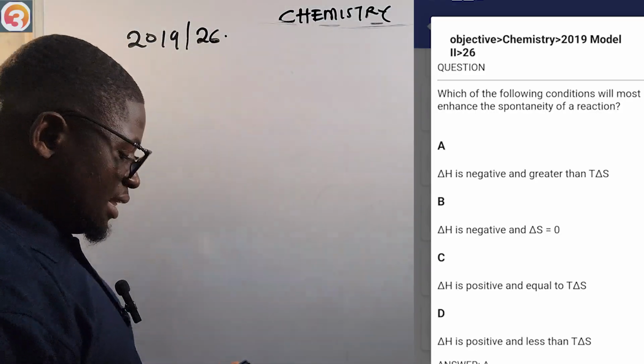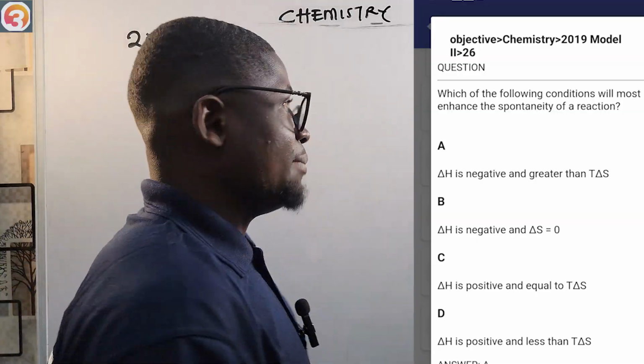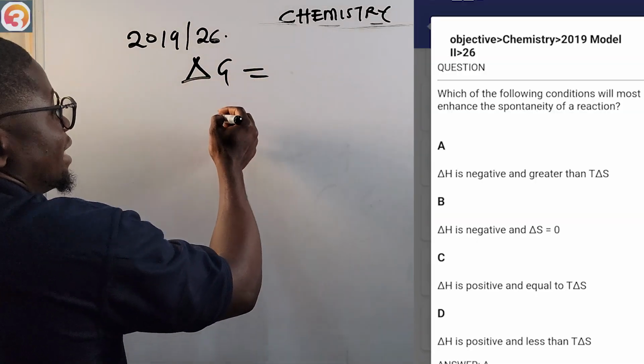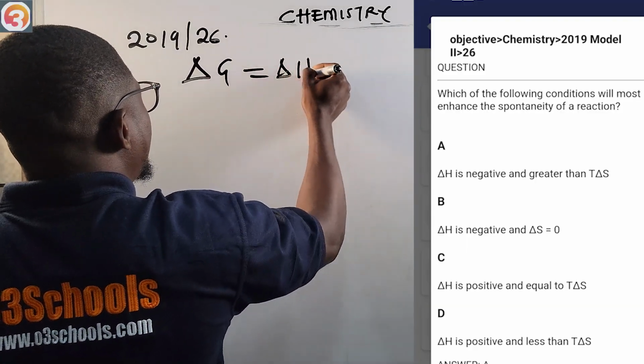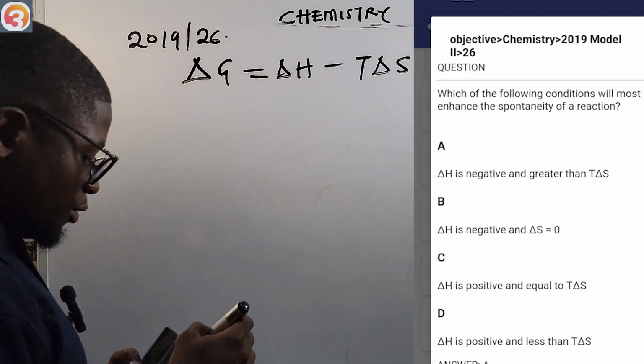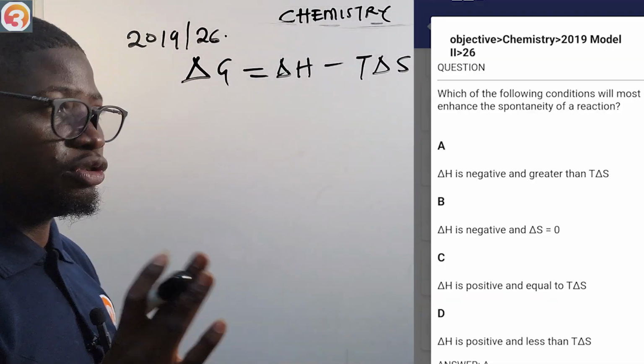For A, we're given that delta H is negative and greater than T delta S. That means from this formula that delta G is equal to delta H minus T delta S. Now to get the correct answer here, we need to assume some parameters.